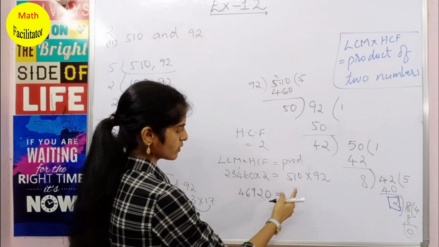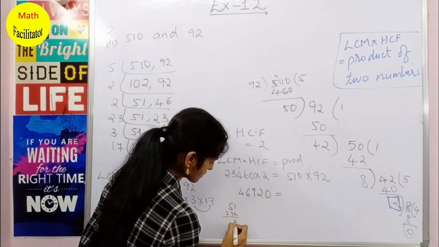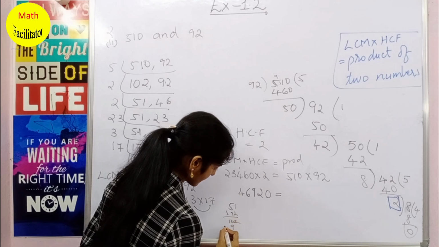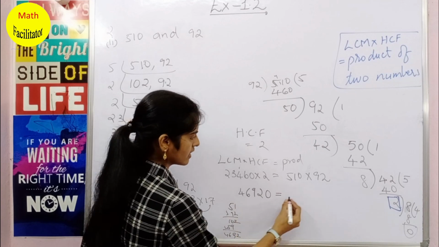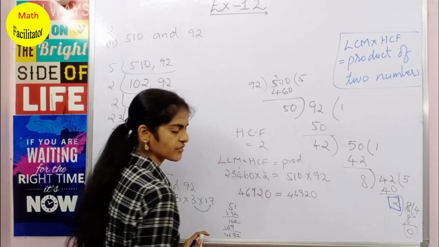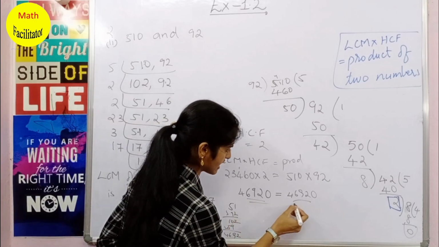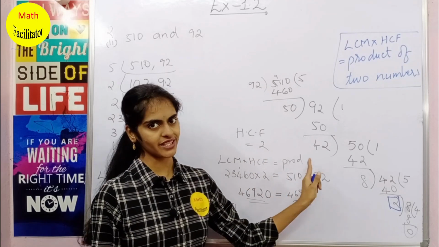This should be equal to, now let us check this one. So let us check 51 into 92, so this is 2, 10, 9, 45. So 2, 9, 6, 4 and 4, 6, 9, 2. Since you have a 0, you are writing it. Okay, so you got both the things equal. So product of LCM and HCF is equal to product of the given two numbers.